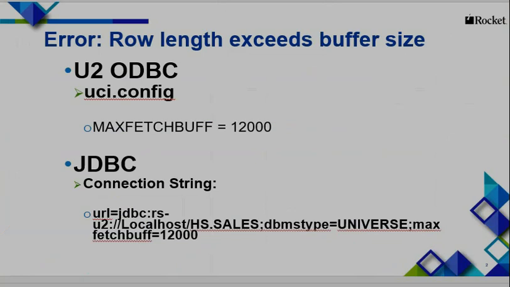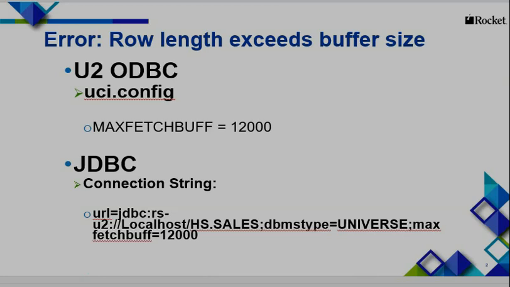For the U2 ODBC client, you can set the max fetch buffer bigger, because the UCI buffer size default is 8K, which is 8192. You can change it in the uci.config file. For the JDBC application, you just need to add an additional parameter called max fetch buffer to make it bigger. So it should solve your issue.